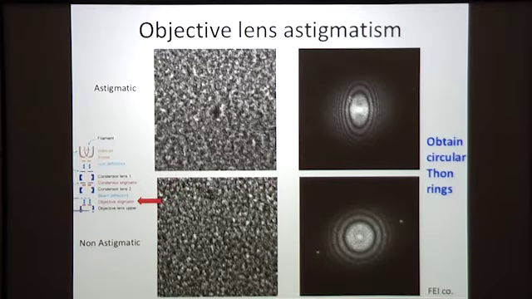Here's an example of an astigmatic image with an oval FFT, because the focus in this direction is different to the focus in the perpendicular direction. Once you correct for it, the focus is the same on both axes, and you have a stigmated objective lens.